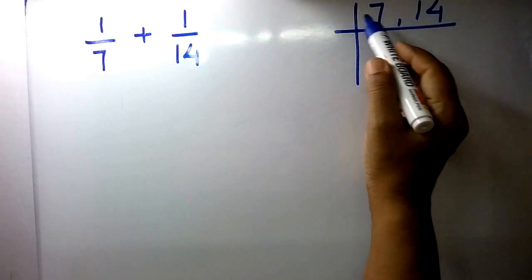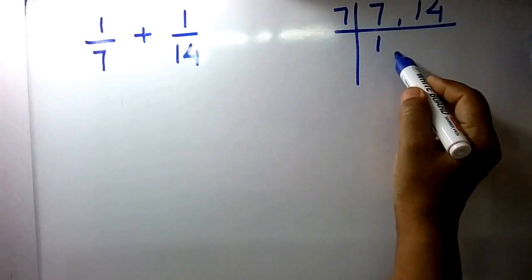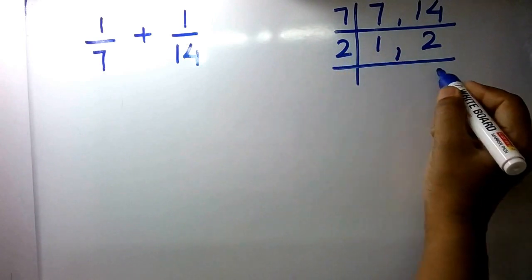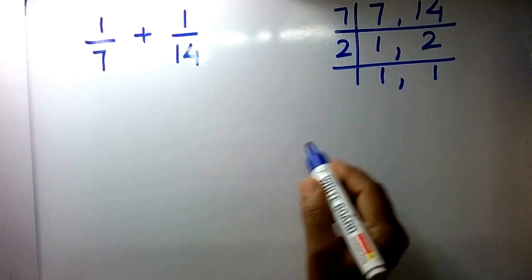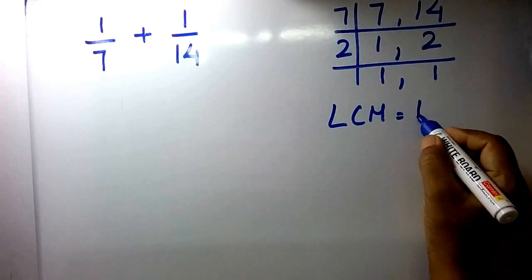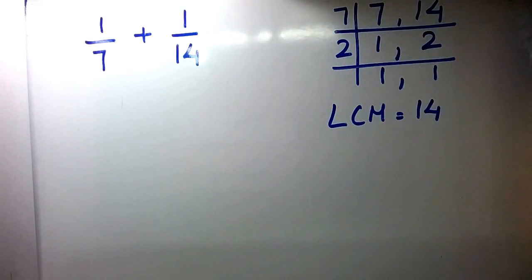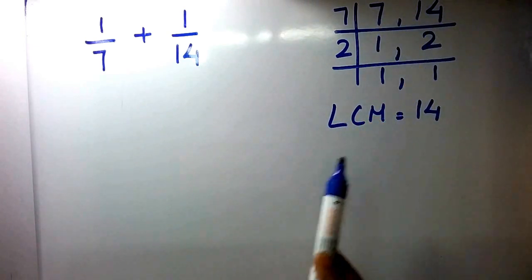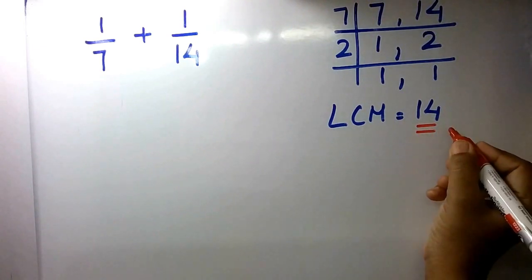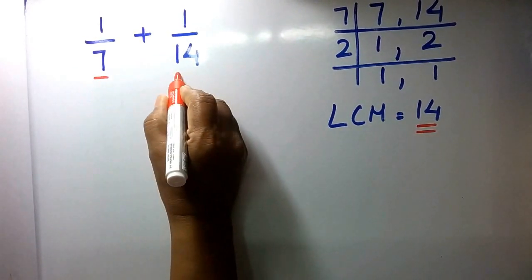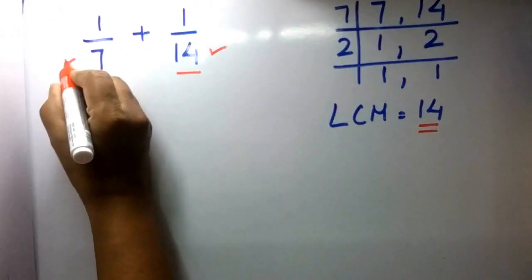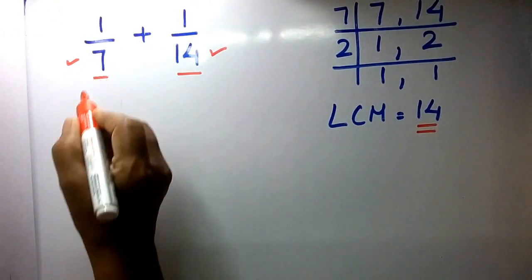Both of them go in the 7 table. So 7 ones are 7, 7 twos are 14. Then 2 ones are 2, 1. So altogether, the LCM is 7 into 2, that is 14. The LCM of the two numbers 7 and 14 is 14. Now, as you got the LCM as 14, both denominators should be 14 only. Now, this one is already 14. How to make the first denominator 14?